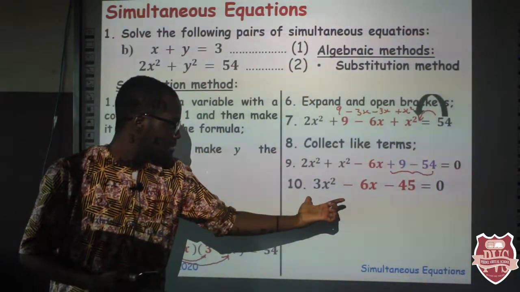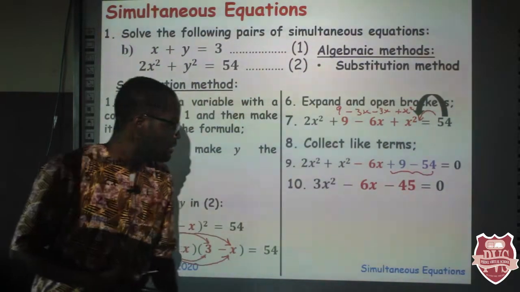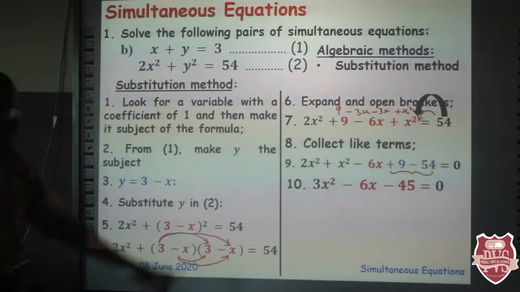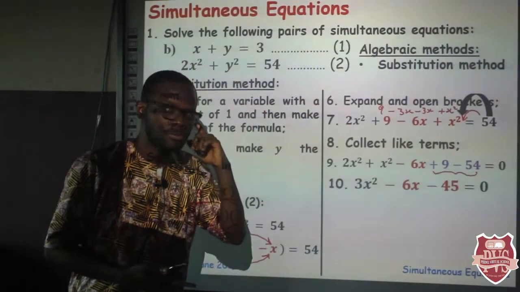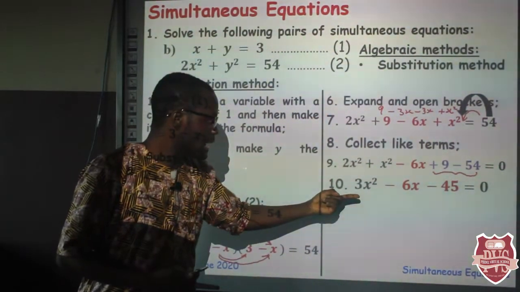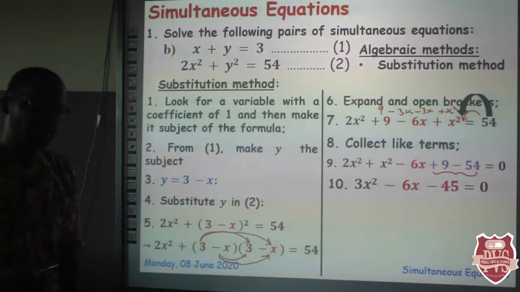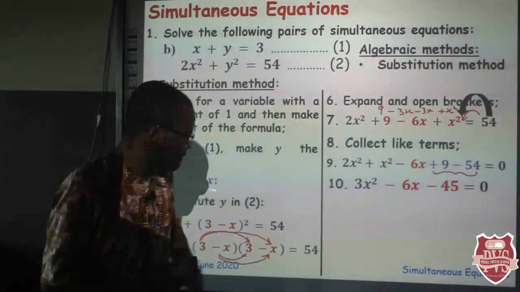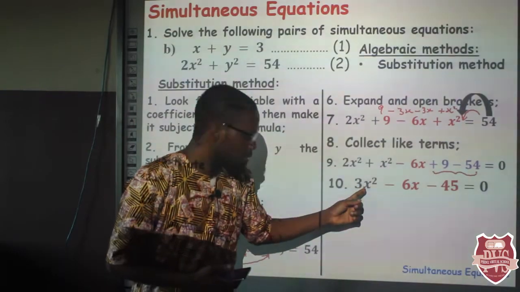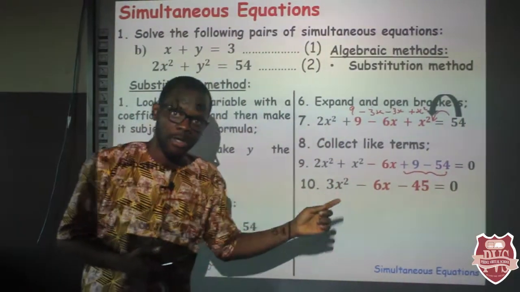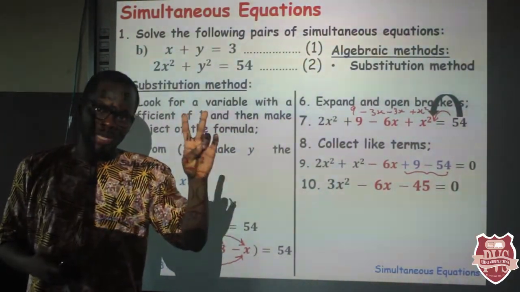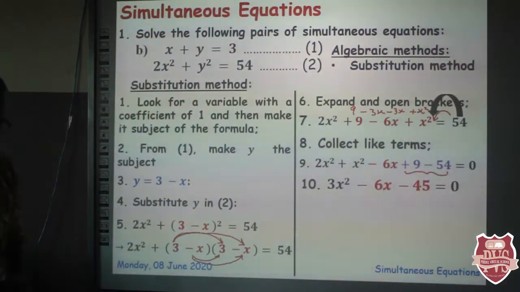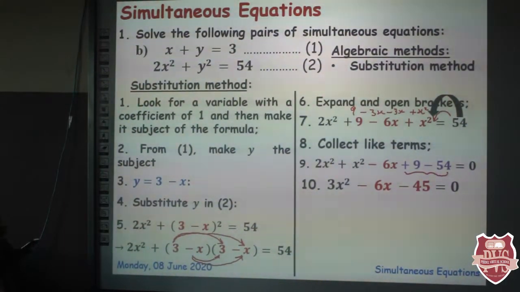So now you can see clearly you have a quadratic equation. We need to see how we can solve the quadratic equation to get the values of x. Now, because the quadratic equation here has got a power of x to be 2, it means the solution will give 2 values of x. Okay, so that's the next step.